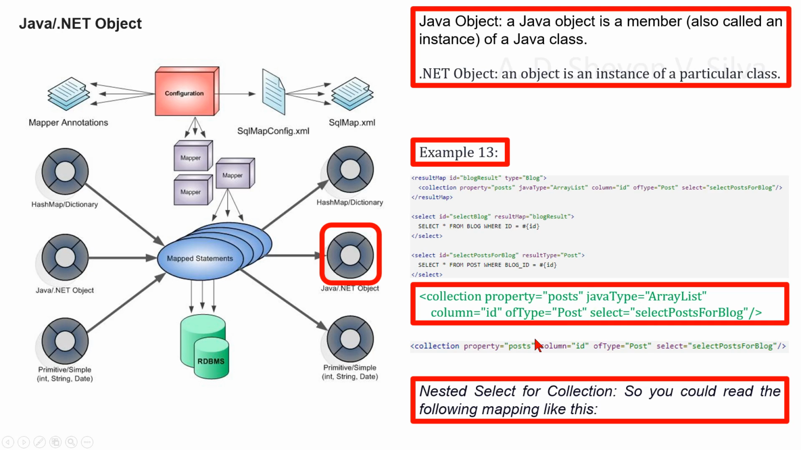The javaType attribute is really unnecessary, as MyBatis will figure it out for you in most cases. So you can just shorten this down simply like here.